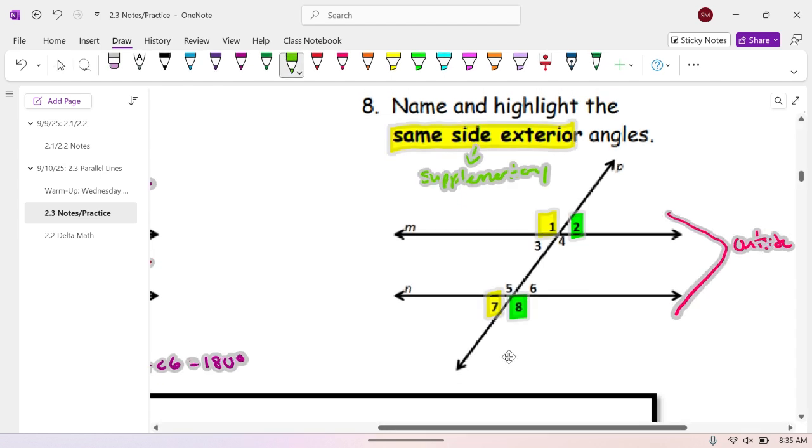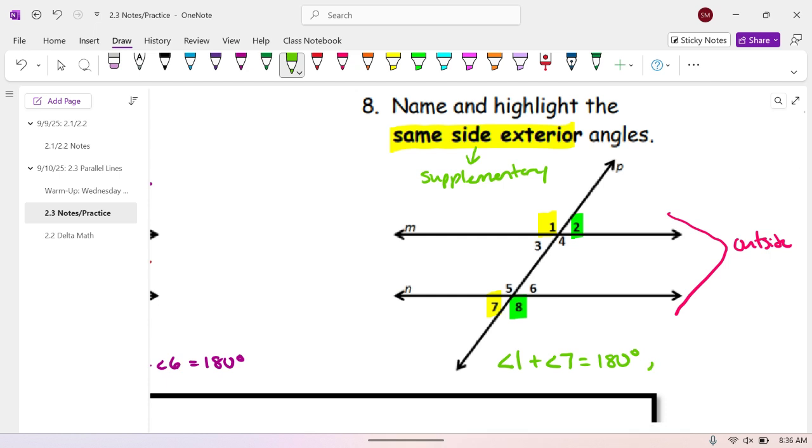So if I listed it out, that means angle 1 plus angle 7 is equal to 180 degrees. Angle 2 plus angle 8 is equal to 180 degrees.